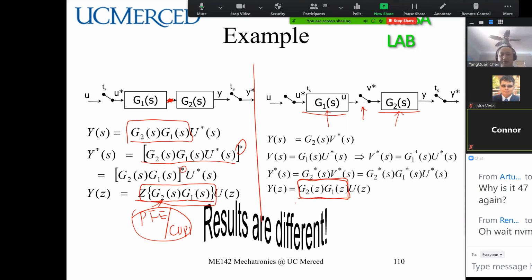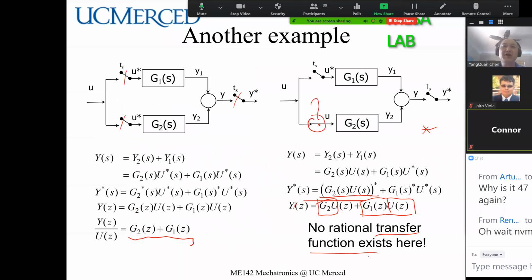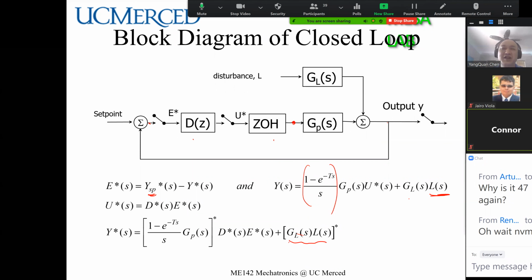But it's possible that if you have a sampler in here and a sampler in here, this is just G1 plus G2, okay, which is okay. But if you miss one of them, you cannot even write a transfer function. It does not exist. It's messed up. Okay, you cannot pull out the U(z) anymore. Anyway, in general, you should put the sampler in the right place. So everything here is continuous.